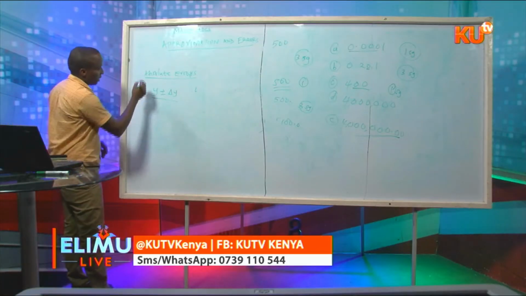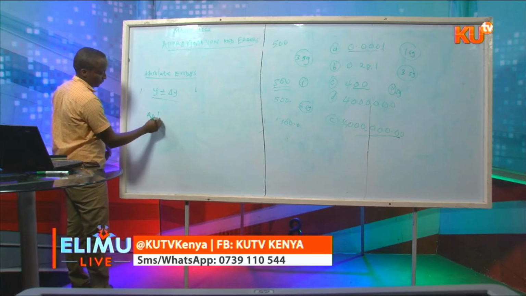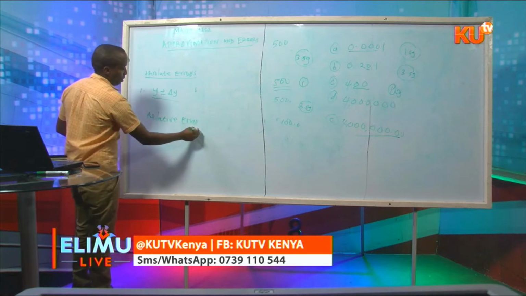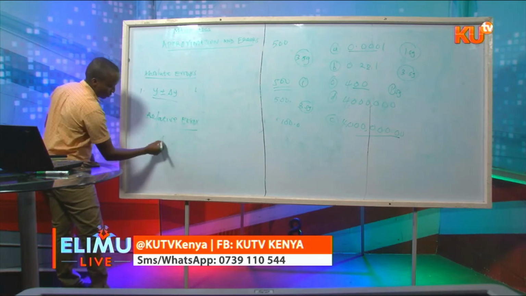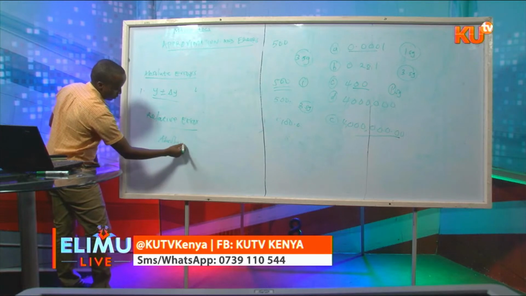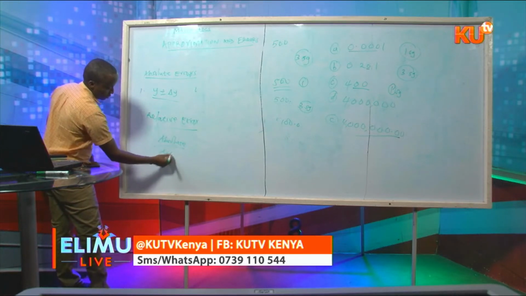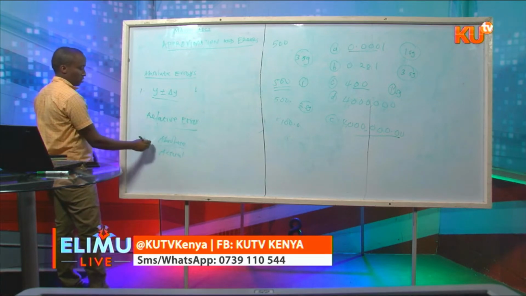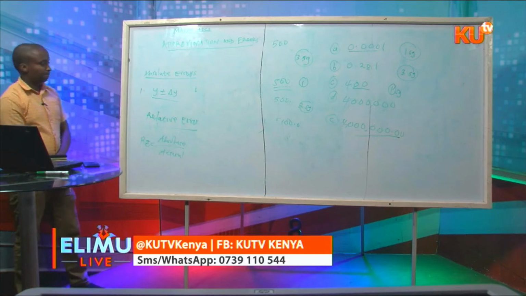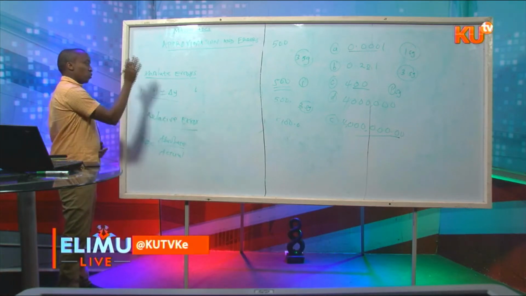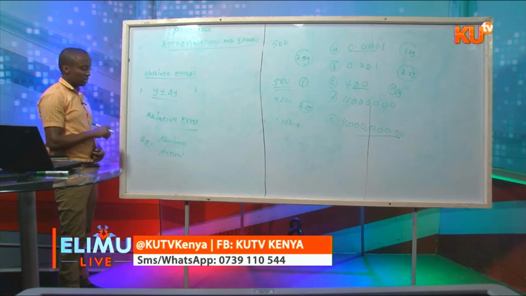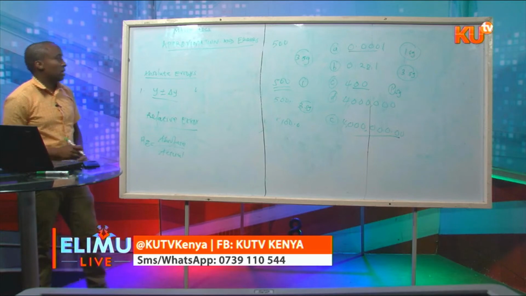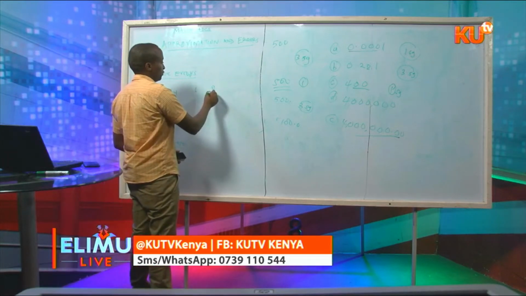So we have the second error, which is called the relative error. Now this one is the absolute error divided by the actual. So the first concept is to know what absolute error is. That is the error of uncertainty. To know the definition of this error. The other one is the relative error. And then we go to the last concept, which is the percentage error.